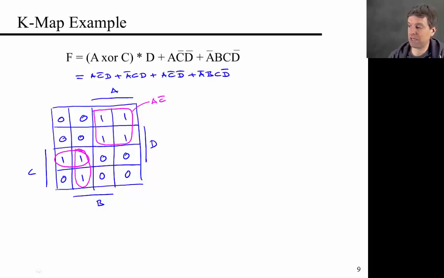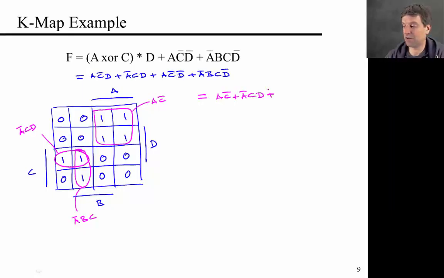So this is A not C. This here is C, D, not A, C, D. And this one here is, what is it? Not A, B, C. So the function here is equal to A not C or not A, C, D or not A, B, C. Okay? So again, that's a pretty easy way of minimizing a potentially complicated function.